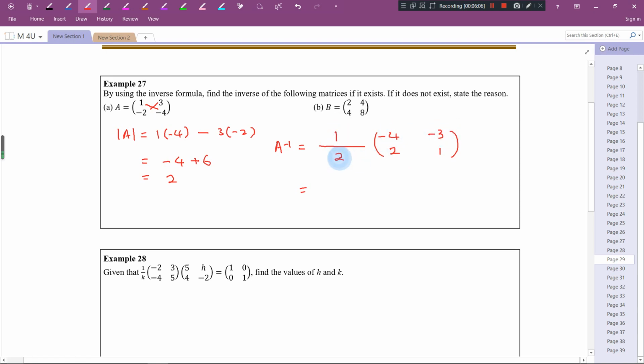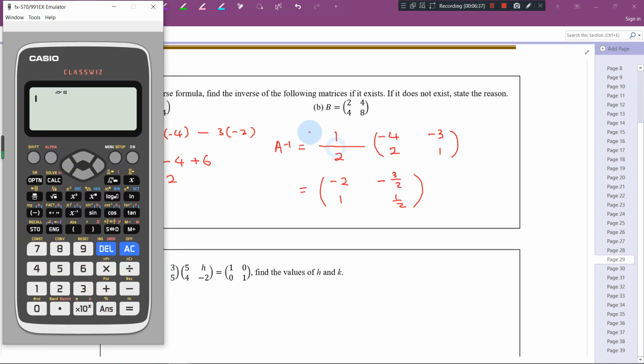Okay, next we just multiply the fraction over here, 1 over 2, with every element here. 1 over 2 times negative 4, 1 over 2 times negative 3, 1 over 2 times 2, and 1 over 2 times 1. Okay, so you should be able to get negative 2, and this is negative 3 over 2. This time 1 you will get 1, and this time 1 you will get 1 over 2. This is the inverse matrix of matrix A. You can actually use your calculator to help you to get the inverse matrix. Okay, this is the way.